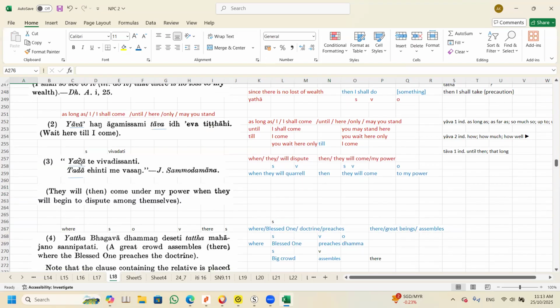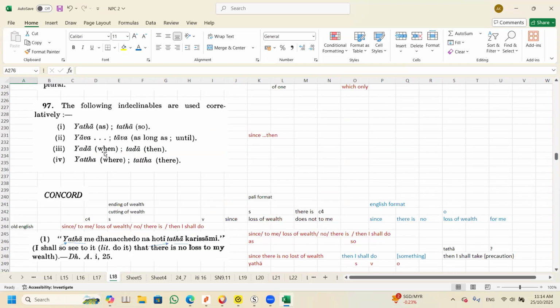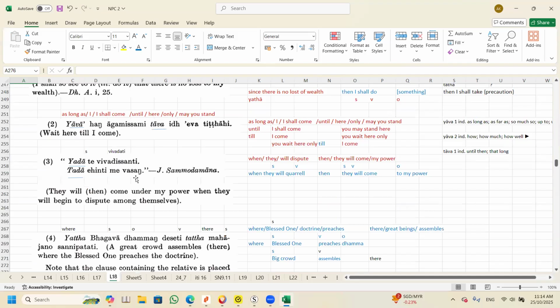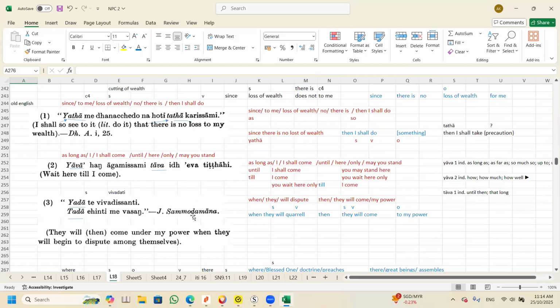This is Yava followed by Yada. Yada means technically it's going to take when and then: when and then, since and then, for all this level of time. Correct. So here, can you see this one is the whole line I put for you, one to one. This is all one, when they will dispute.